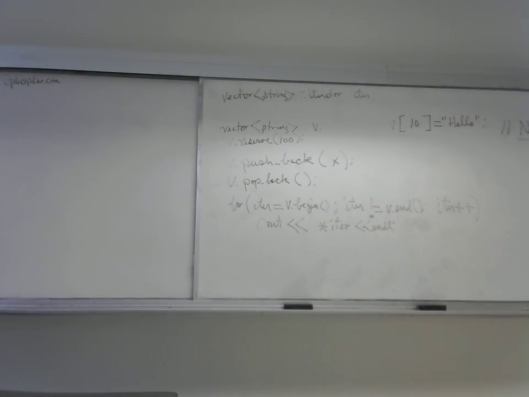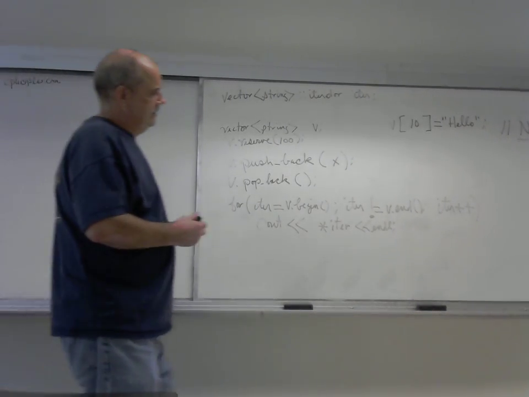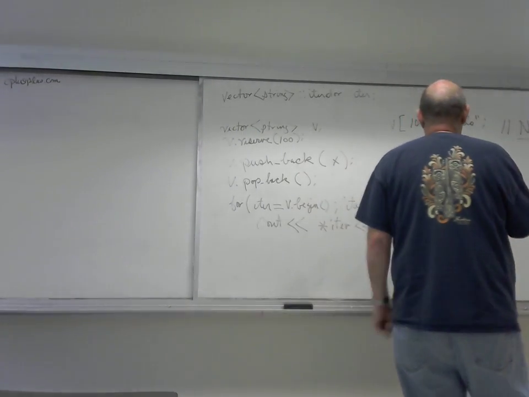Pointers. Pointers. V dot begin gives you a pointer to the first element in the collection. V dot end gives you a pointer to the element after the last element in the collection. So when you are equal to v dot end, you have run off the end. And what you're pointing to is not in the vector. You with me? So let's draw a small picture here.